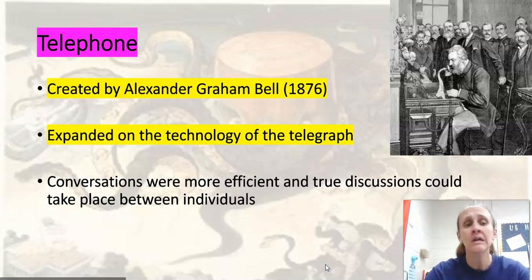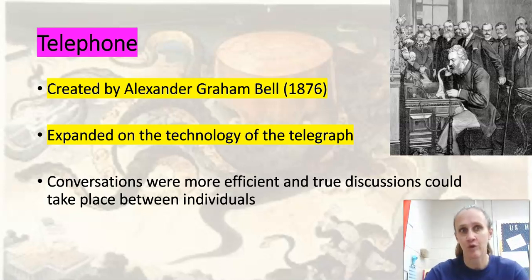Okay, the telephone, created by Alexander Graham Bell in the 1870s. And it's going to expand on the technology of the telegraph. So instead of just sending a series of dots and dashes across a wire, now you're actually talking to somebody. True discussion can happen between people immediately, or instantaneously. Just think about how the telephone changes our life. I mean, you talk to somebody on the phone. That's pretty impressive, and conversations can happen faster.